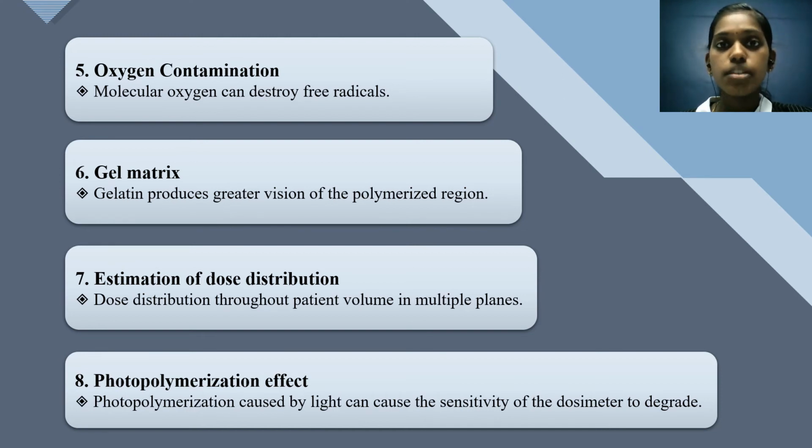Point number 8 will be the photopolymerization effect. When light hits the gel dosimetry, a process known as photopolymerization may take place, which will cause the overall sensitivity of the dosimeter to deteriorate. This photopolymerization effect can be prevented once the monomer and cross-linker mixture are mixed together with the gelatin solution.